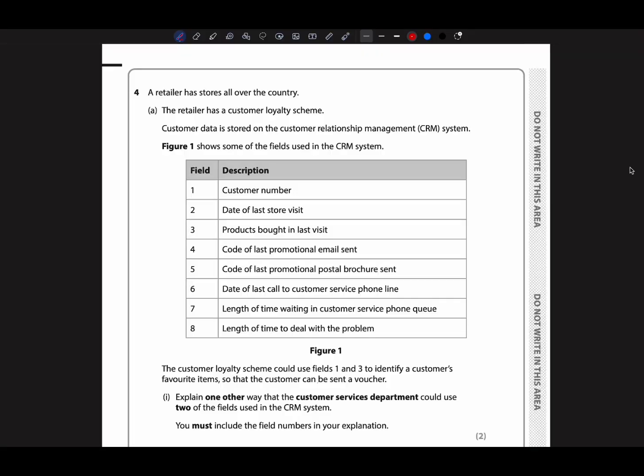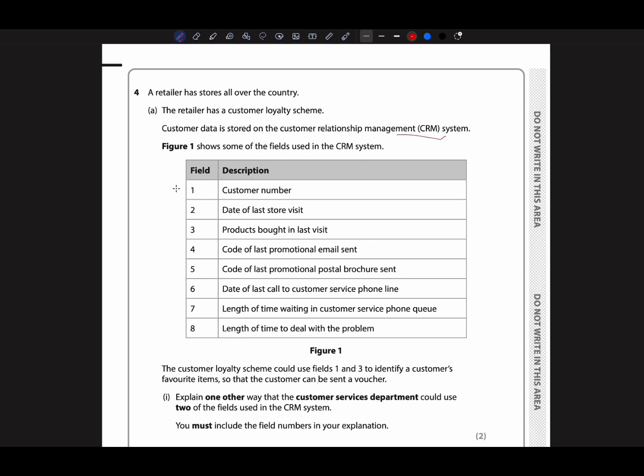So question 4 is about a retailer that has stores all over the country. The retailer has a customer loyalty scheme. Customer data is stored on the customer relationship management system. So this is a type of system where they're storing everything related to the customer. Every data related to the customer they're storing on this customer relationship management system. Okay, so figure 1 shows some of the fields used in the CRM system.